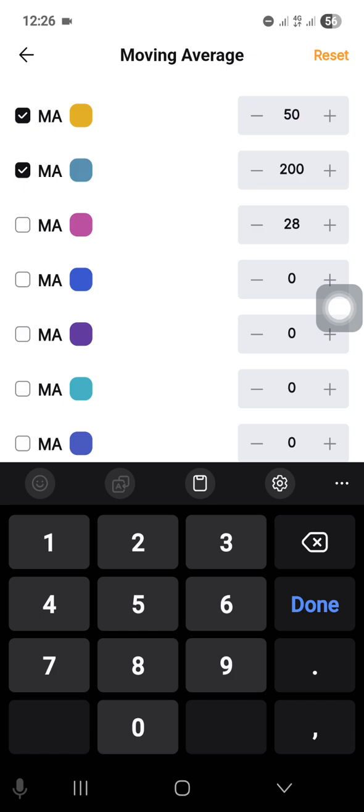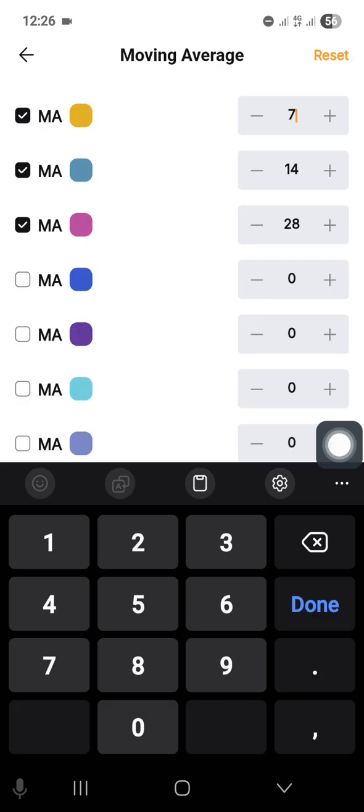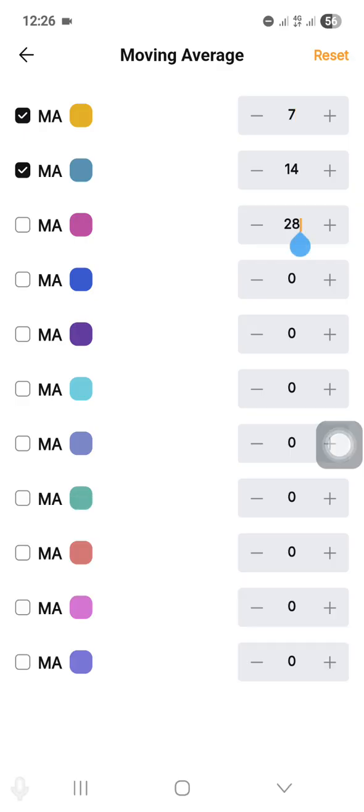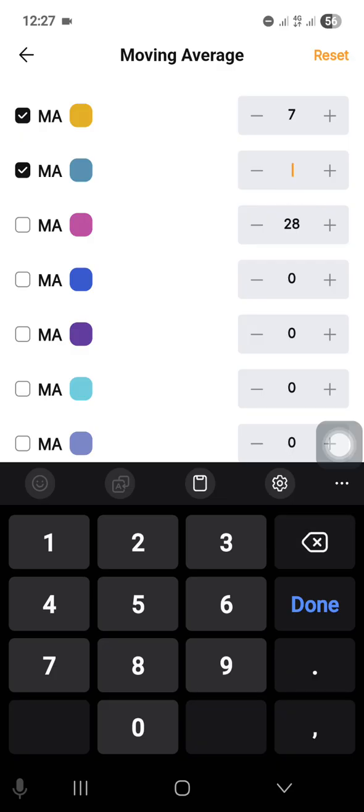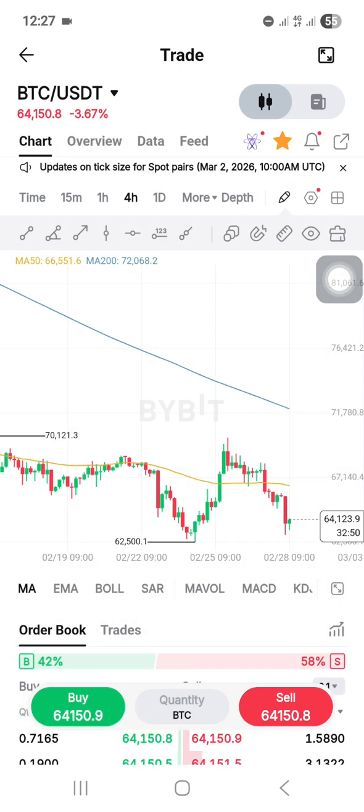Then don't click on reset. When you click on reset, it goes back to default settings. For instance, let me click on reset. You see that reset sets all settings to default, so it's going back to what it was before. So don't click on reset. Make this 200, that's our slow moving average, and make this 50, which is our fast moving average. When you do that, just click on the back button. Don't forget, don't click on what? Reset.